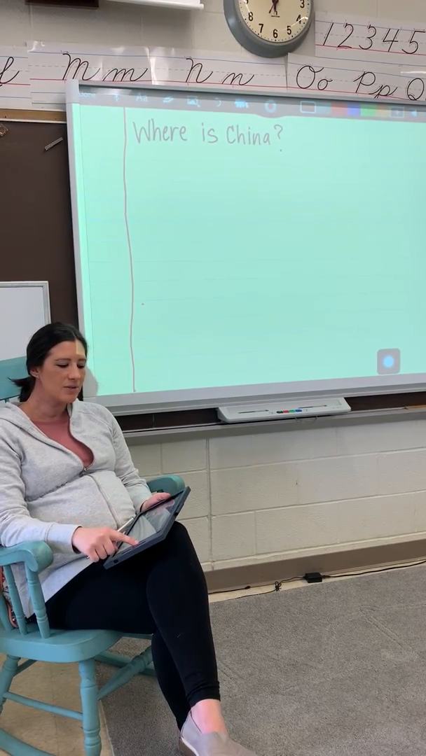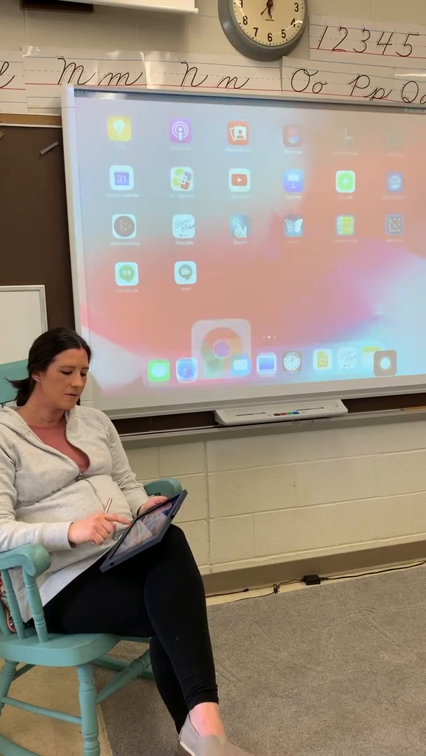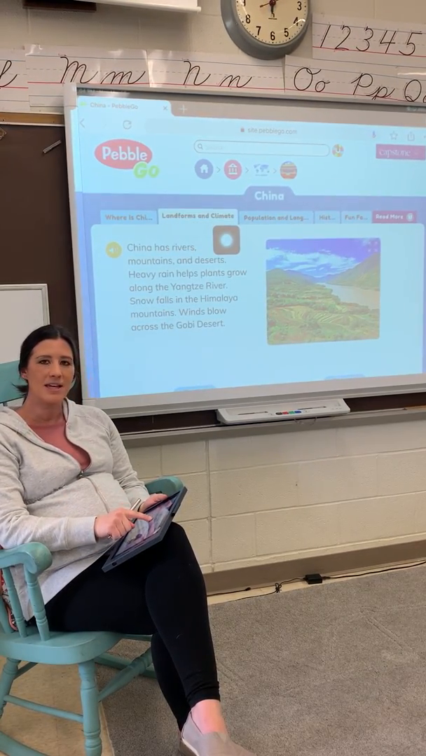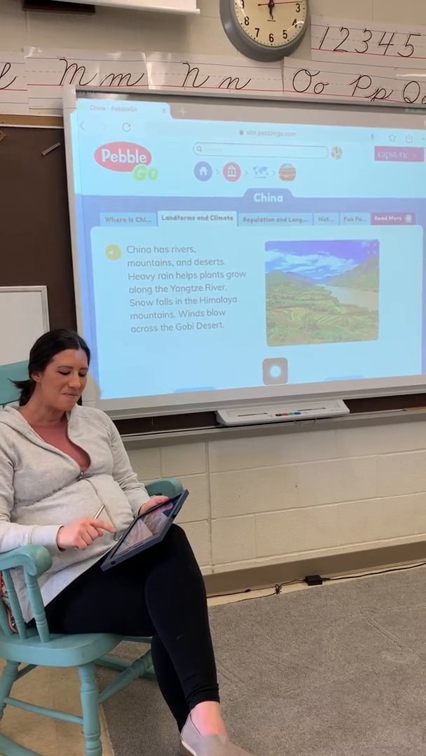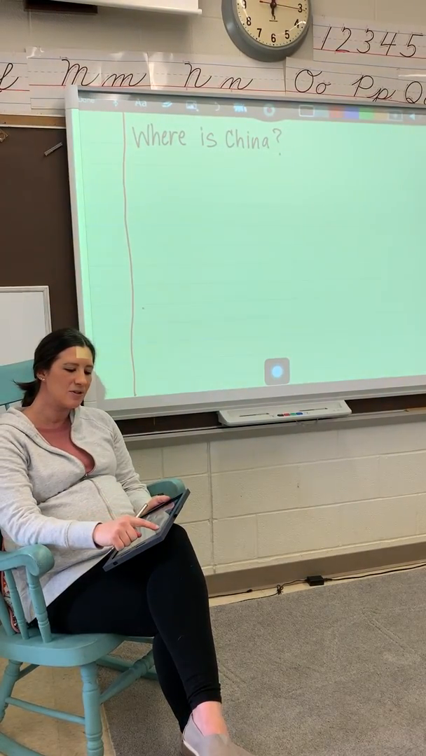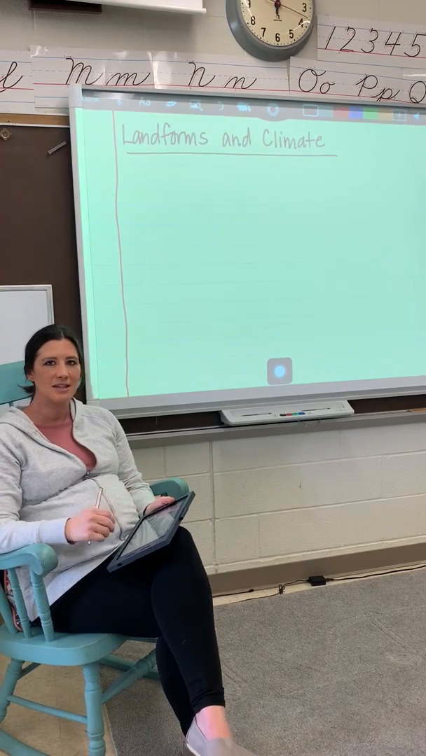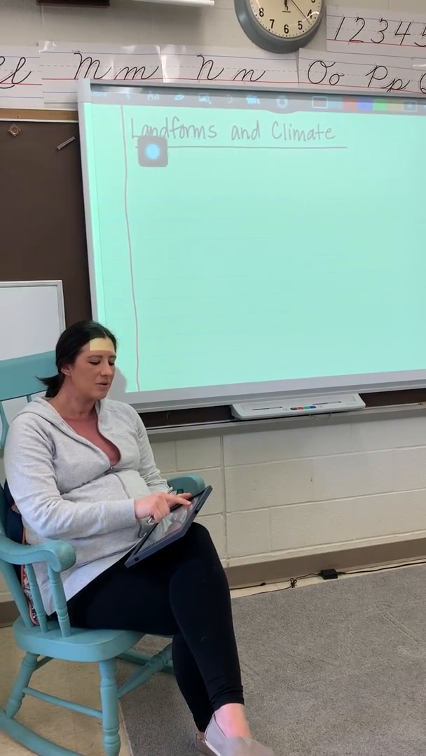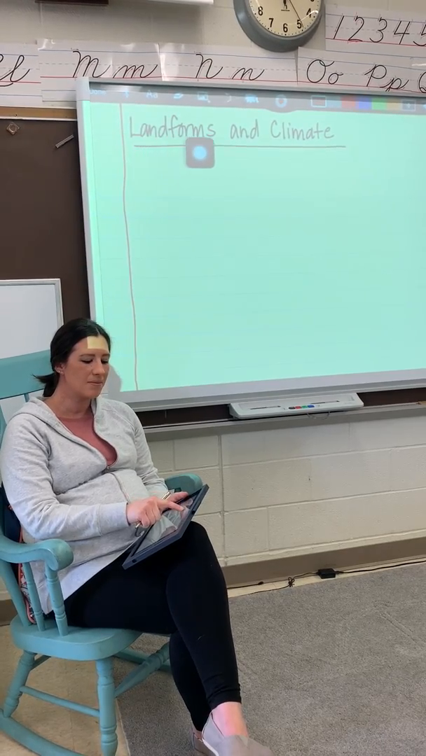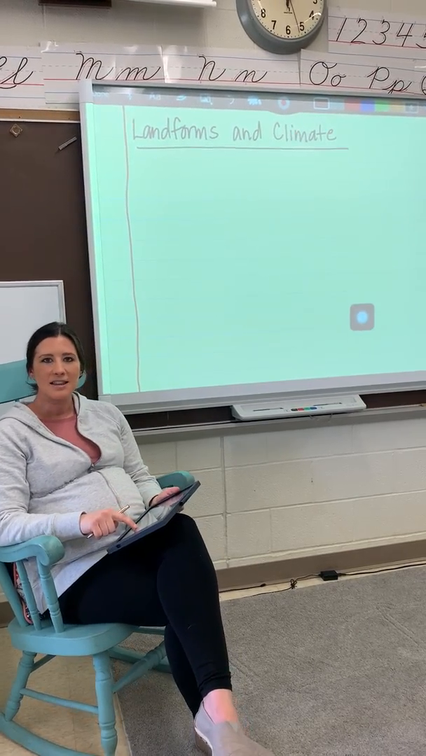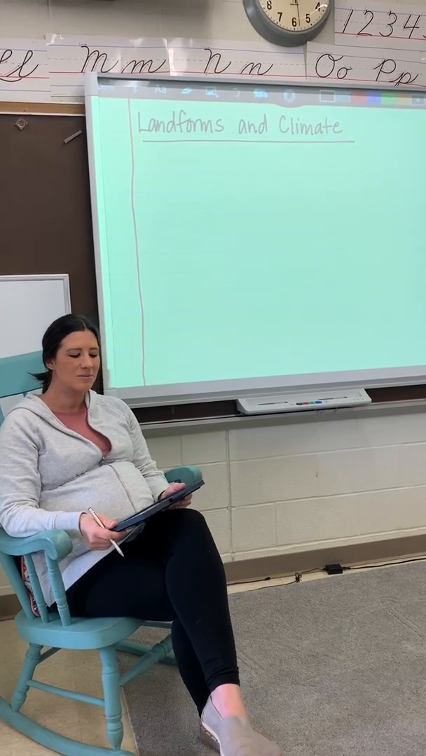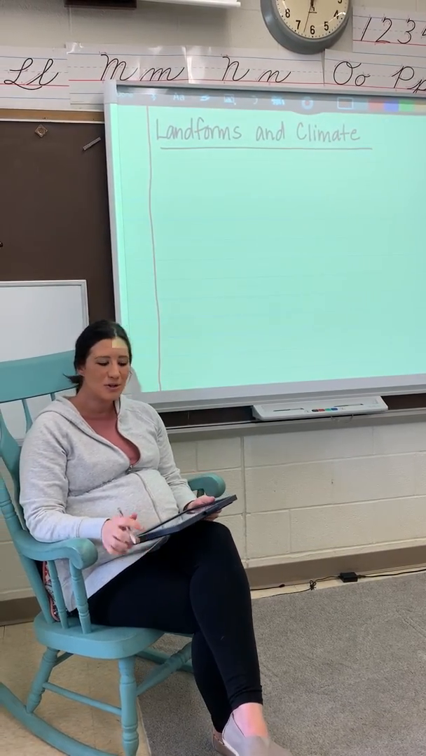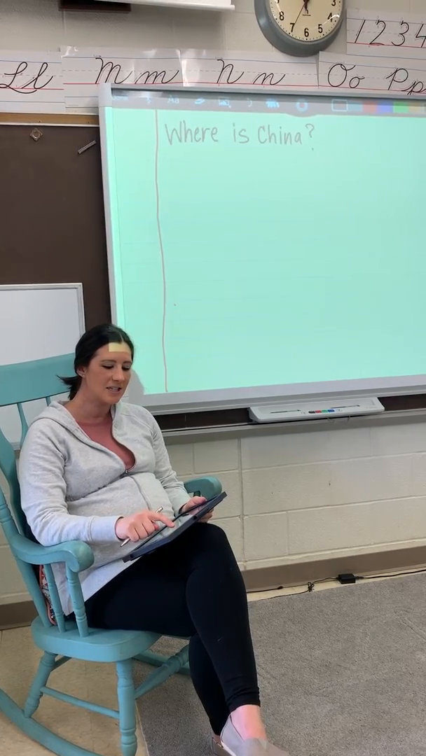And then the next thing I would do is go back to Pebble Go, and I would click on the next subtopic, which is landforms and climate, and I would go back to my notebook, go to the next page because I need some more space for a different subtopic, and I'm going to write at the top, landforms and climate, and anything that I think is important about the landforms and climate from China is where I would write that information. So those are your three different tasks for today.